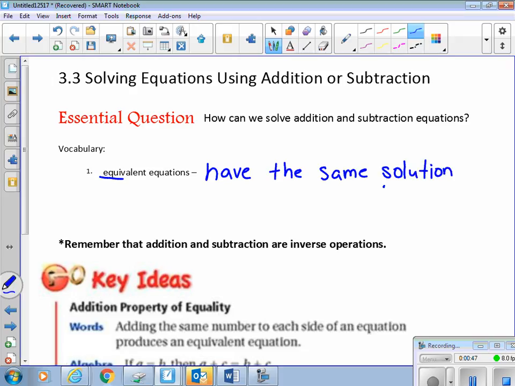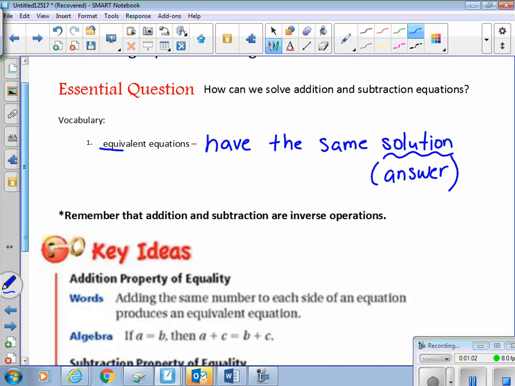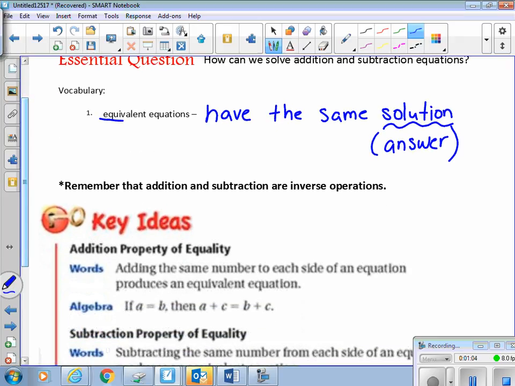And remember, when we're talking about a solution, we're talking about an answer. So equivalent equations have the same answer because they are the same equation. They might not look exactly the same, but when you solve them out, they are equivalent. So they're the same on both sides of that equal sign. All right, we have a key point here.